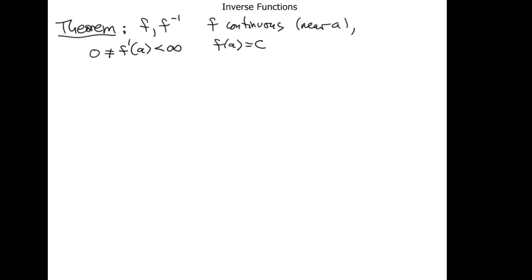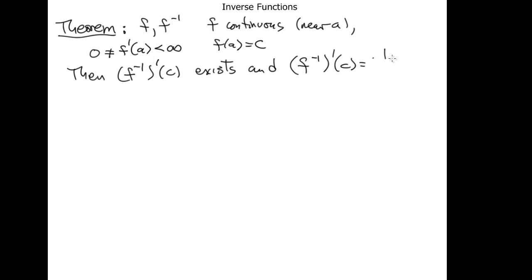Okay, let me state the theorem again, and I'm going to state it a little bit more carefully. Suppose you have a function such that f inverse exists, and I assume that f is continuous near a. Then the assertion is that the inverse function has a derivative which exists at c, and there's a formula for it, which is this. So this is almost exactly the statement I had on the previous slide, except I've been a little more careful about the statement.